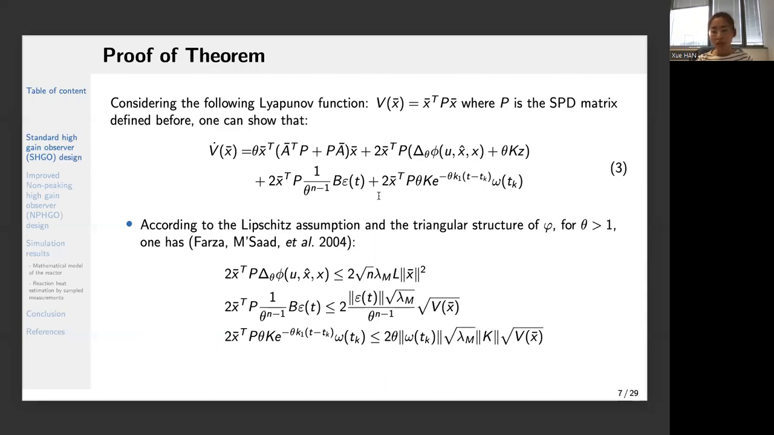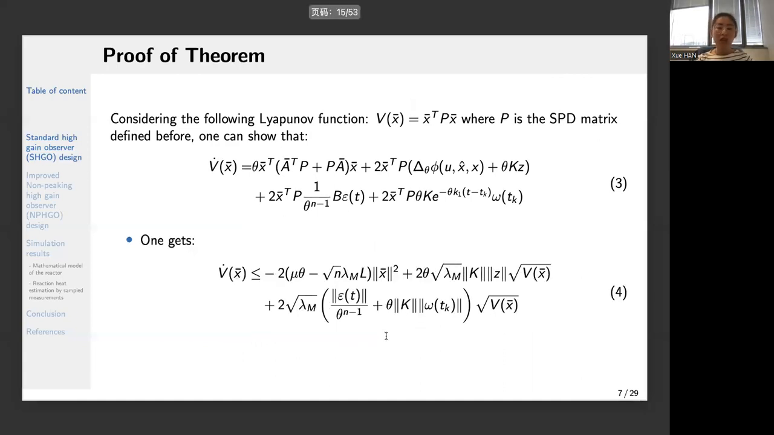And the third part is less than this one. And also the last part, we can also find its upper bound. And then we can combine all these inequalities with the derivative of V, and we write the derivative of V like equation 4. And here, we can see that the derivative of V is an equation about square root V and the norm of x bar.